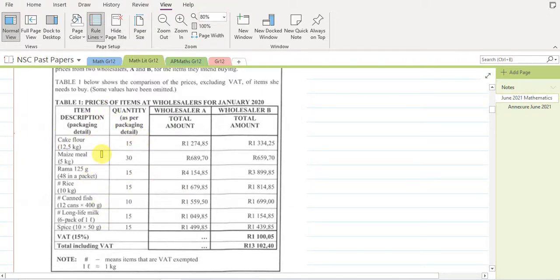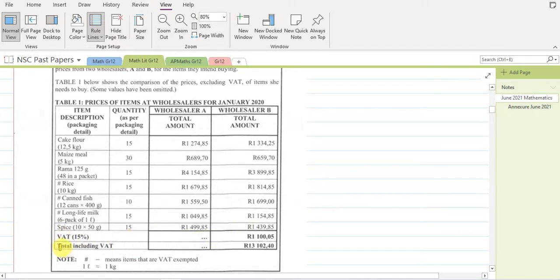So cake flour, they want to buy 15 in quantity, 12.5 kg each. Maize meal, 30. Wholesaler A's prices and wholesaler B's prices. Remember, these prices are in total, so 15 times. If you want to work out per 12.5 kg how much one pack of cake flour costs, you actually need to take this and divide it by 15. Right, so these are all the prices.